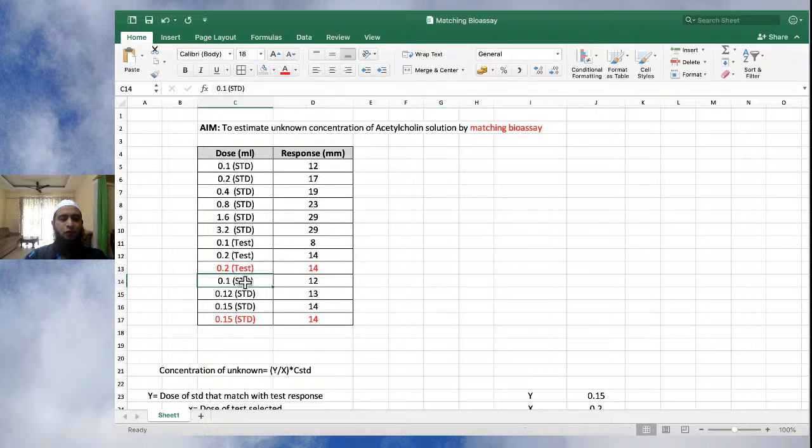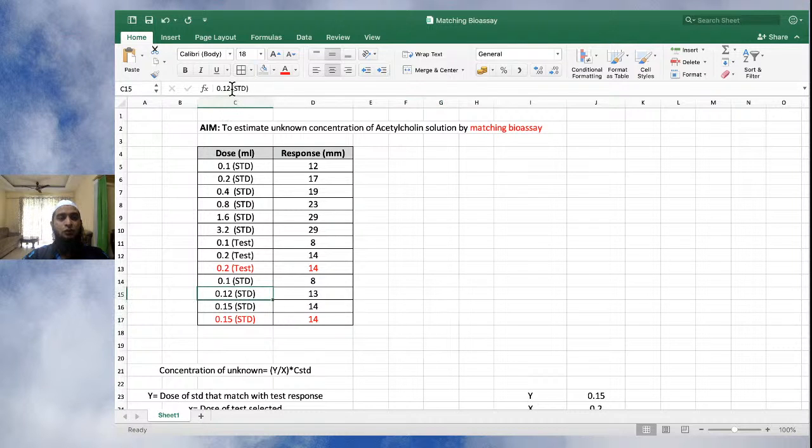Then what we did, we have given different doses of the standard so that we can select the dose of the standard which can exactly match with the dose of your test. Like one we have given, we got a response of 8 mm. I'm just changing that, or you can use the values that I have given in Google Classroom, no issue, because you just need to calculate it. These are the dummy readings. So maybe for 0.1 we got 8 mm.